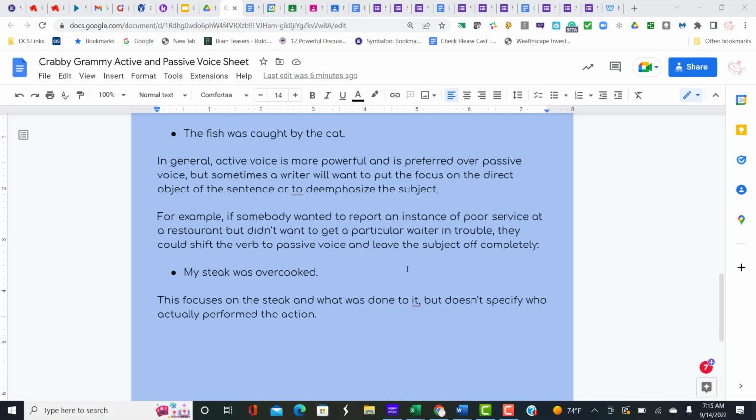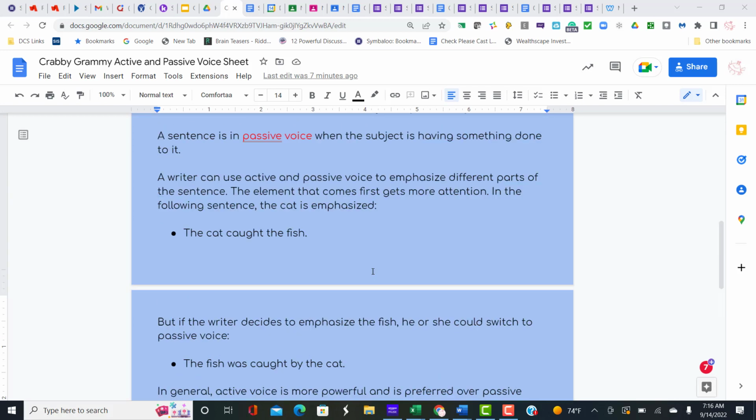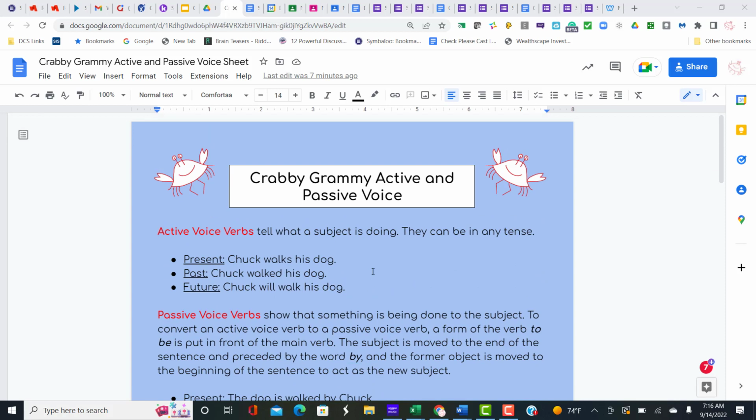One example is if you want to report something, but you don't want to get somebody specific in trouble, you put it in passive voice, and sometimes you can even just omit what would have been the subject. Paul overcooked my steak. Just say, oh, my steak was overcooked. Could I have a new one? So that focuses on the steak and what was done to it, but it doesn't specify who, so you're not getting anybody in trouble. So that's pretty much all there is, active and passive voice.